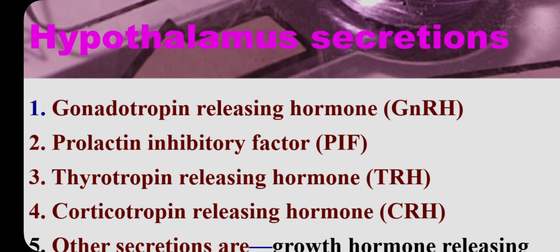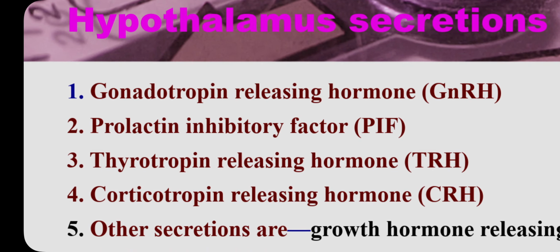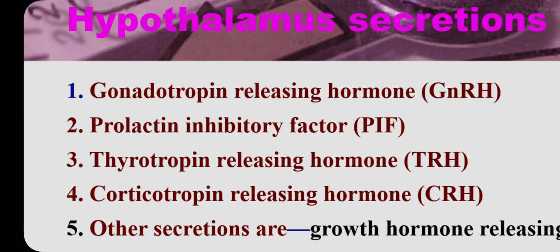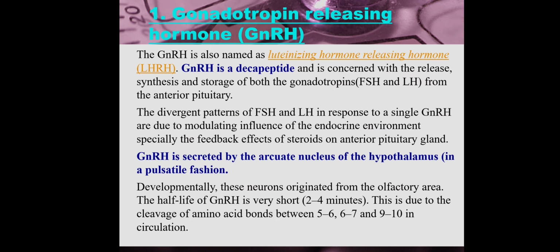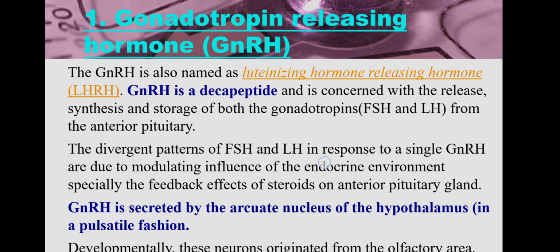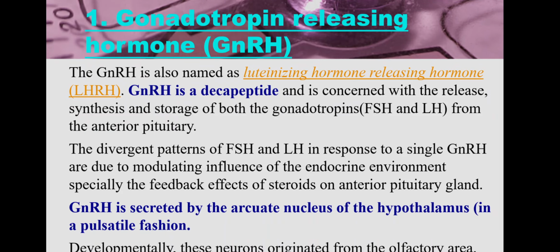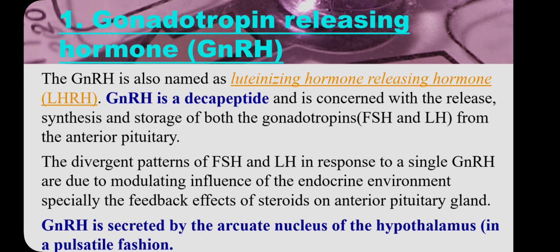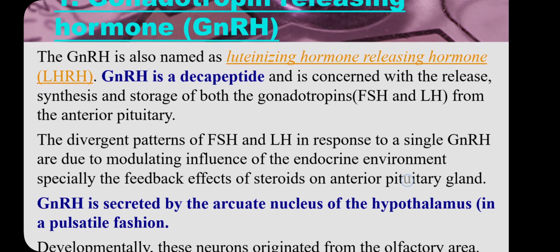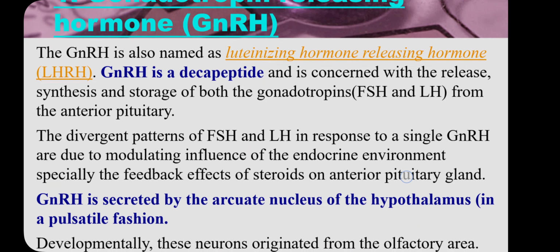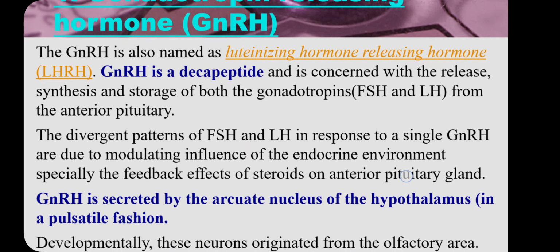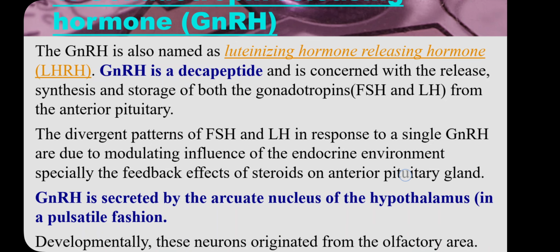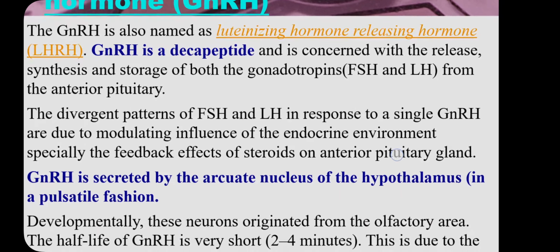Here the main hormone related to the reproductive system is GnRH, the gonadotropin releasing hormone. So let's start with GnRH first. Gonadotropin releasing hormone, GnRH, is also named LHRH, the luteinizing hormone releasing hormone. GnRH is a decapeptide and is concerned with the release, synthesis and storage of both the gonadotropins, FSH and LH, from the anterior pituitary.